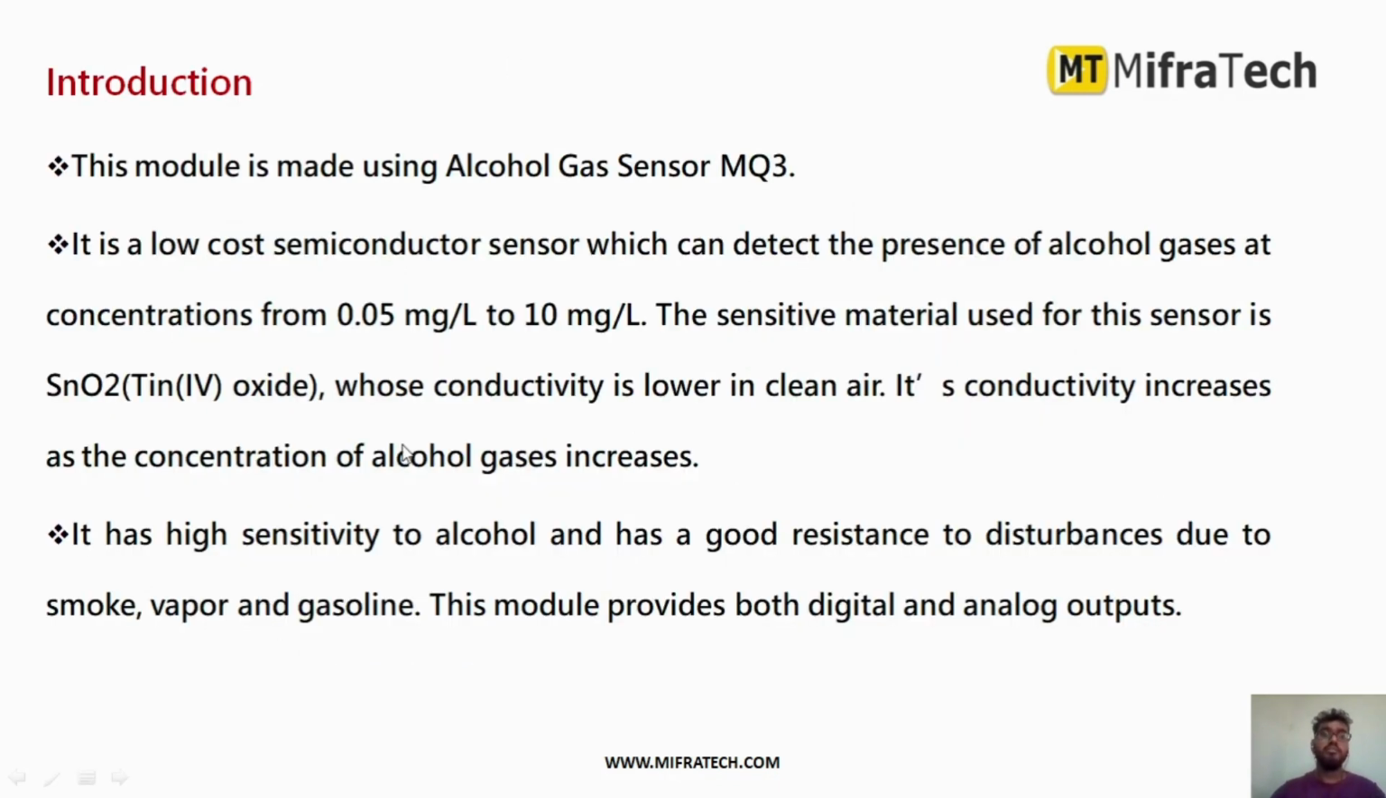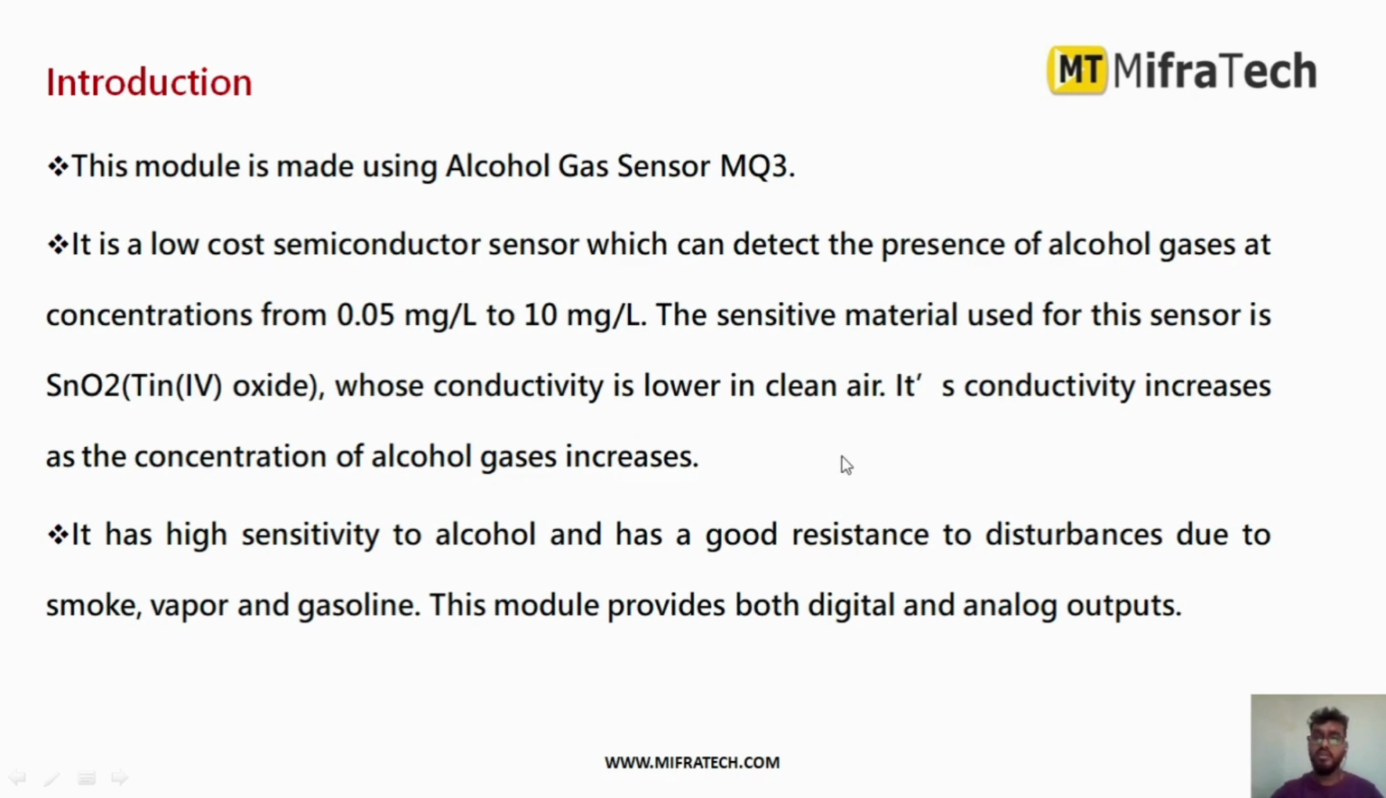So this module mainly uses the alcohol gas sensor MQ3, mainly used for alcohol detection. It is a low cost semiconductor sensor which can detect the presence of alcohol gases at concentrations from 0.02 mg per liter to 10 mg per liter. If the alcohol concentration is in between this range, it will detect.